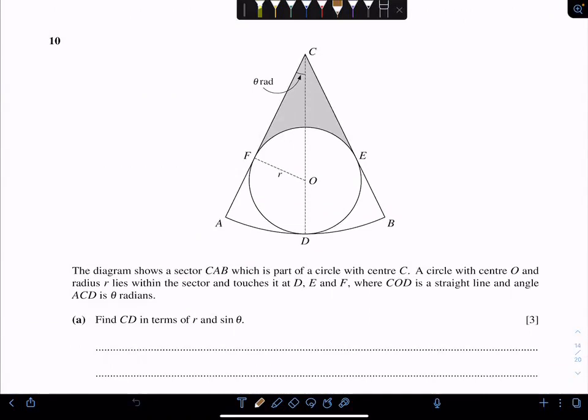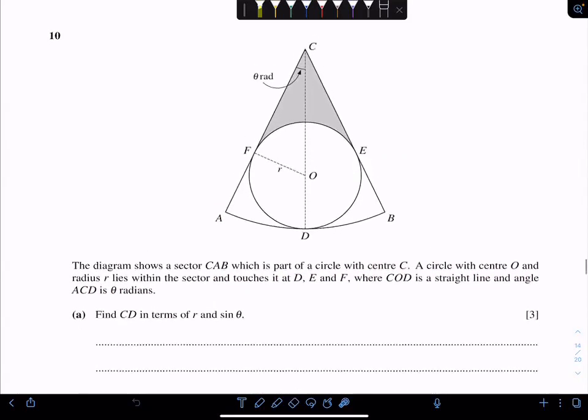Read question number 10, please. The diagram shows a sector CAB, which is a part of a circle with center C. A circle with center O and radius R lies within the sector and touches it at D, E, F, where COD is a straight line and angle ACD is theta radian. Find CD in terms of R and theta.